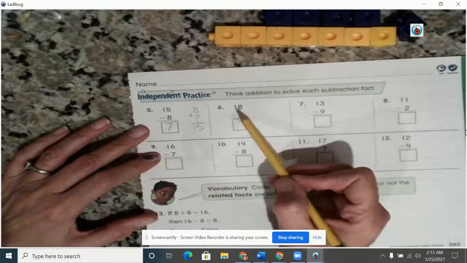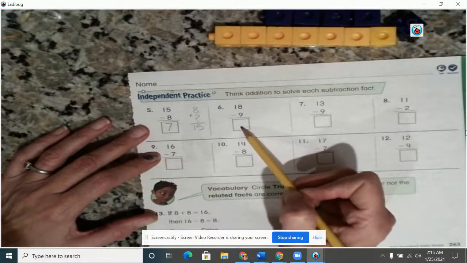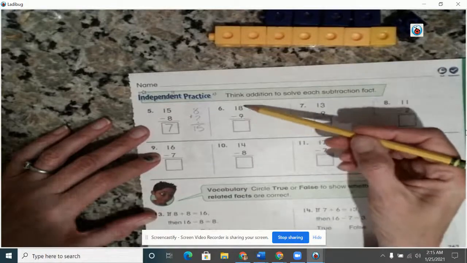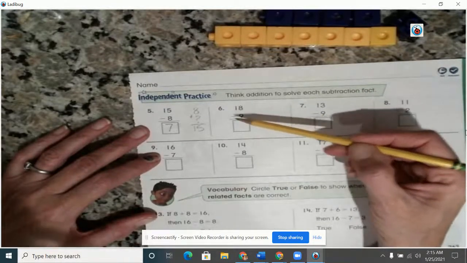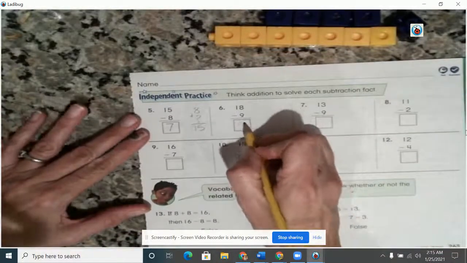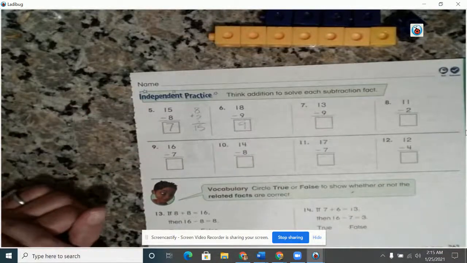So here I've got 18 minus 9 equals something. But if I think about, well, I know that 9 and 9 is 18 because I know my doubles. So you don't even have to think about anything else because you know your doubles. So you can put your 9 there. Good reason to keep practicing those doubles and not forget what they are.